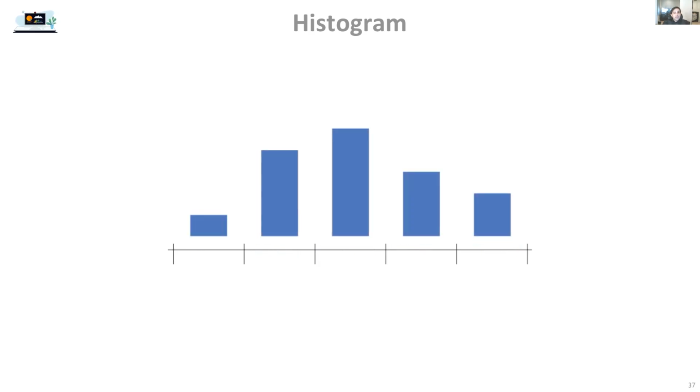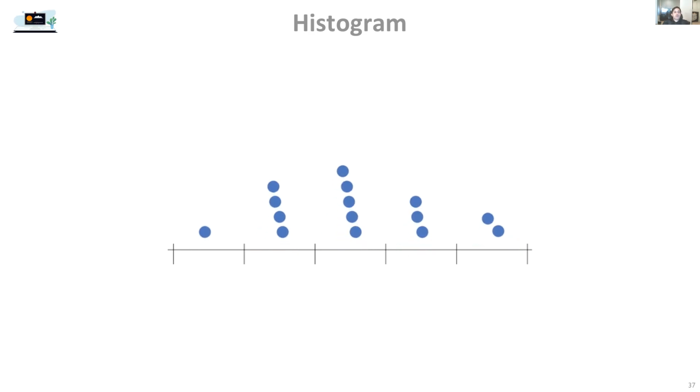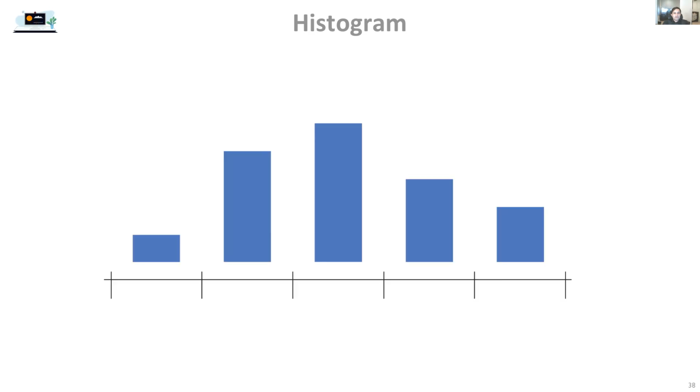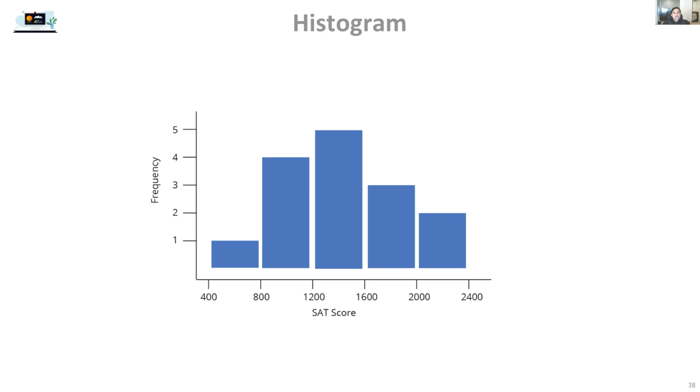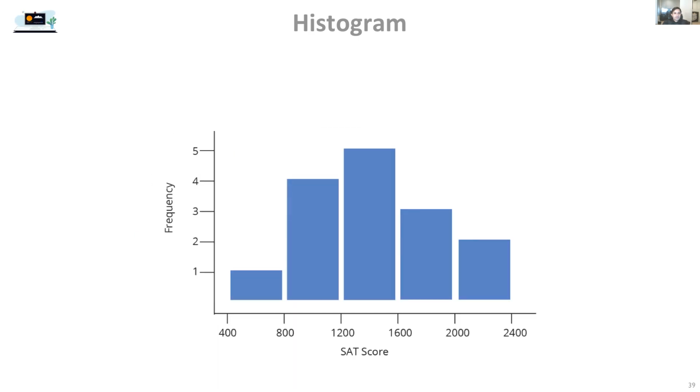Next, we count up how many data points sit inside each bin, and accordingly, we draw bars, one for each bin. The height of the bars corresponds to the number of data points in that bin. Of course, we draw a y-axis which counts the number of data points in each bin, and finally we label the bins. And we get this nice histogram to visualize the distribution of SAT scores for our students.